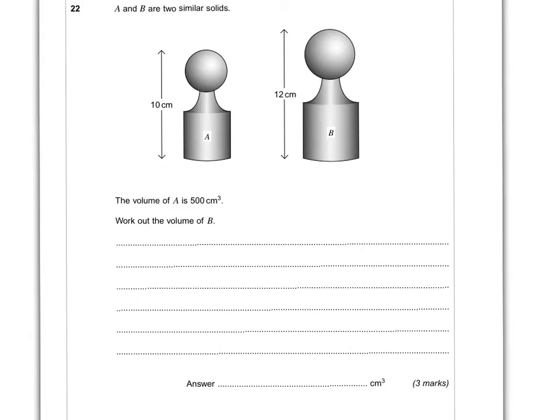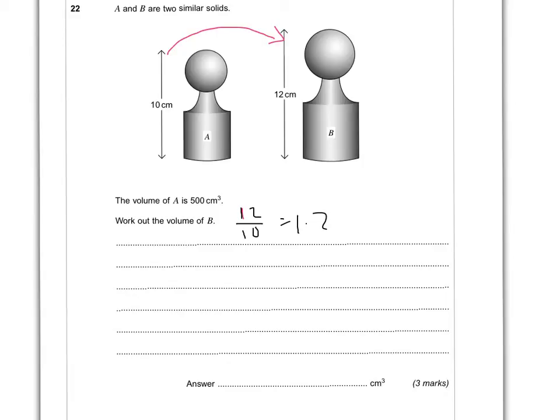Okay, so in this question here, we're being given 2 interesting looking solids. I can see that one of them is shorter than the other, and one of them is a bigger volume than the other. I need to try and work out how I've gone from here to here. So the first thing we're going to look at is how this length has changed into this length. It hasn't been doubled, it hasn't been halved. I can see it's gone up by a certain factor. It's gone up by a factor of 12 over 10, 1.2.